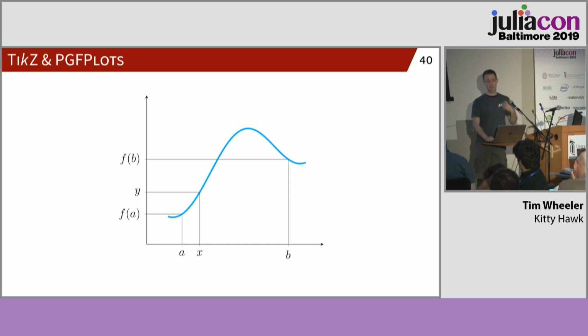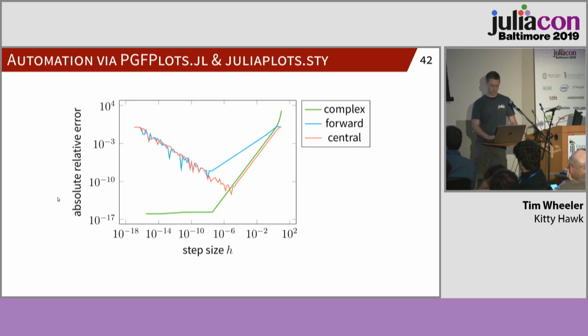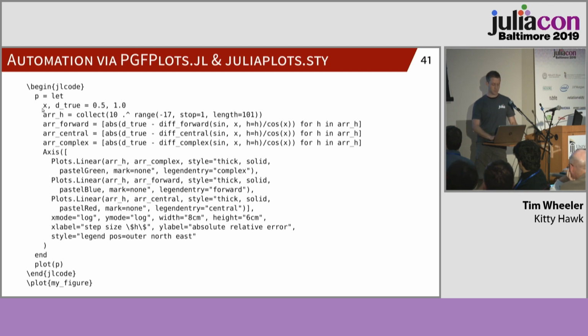And so PythonTeX, which executes during compile time, I can use to run Julia code that will generate these figures for me. And for that, I use PGFPlots.jl. So PGFPlots.jl is a Julia plotting package for PGFPlots. And juliaplots.sty is an integration with LaTeX, such that in my LaTeX code, I define Julia code here. This is all Julia stuff. I produce an axis. I can plot it. And then when I do the \plot my figure, it will then show up in my LaTeX document after I compile.